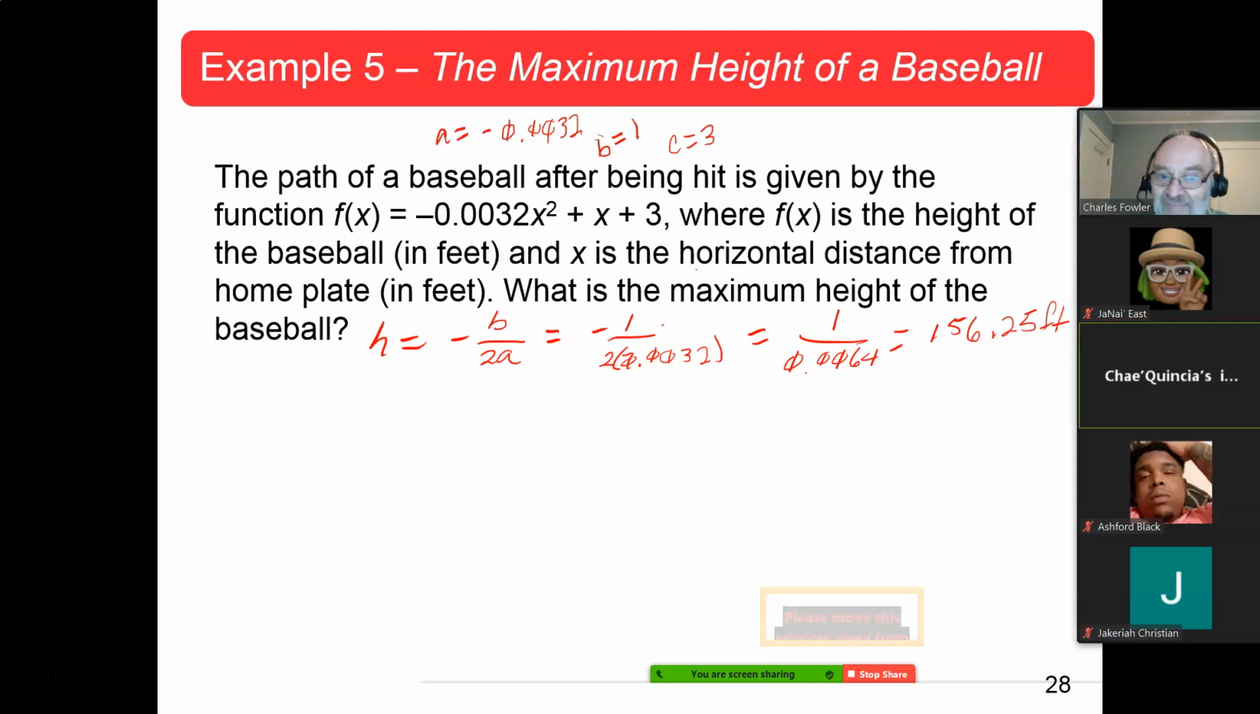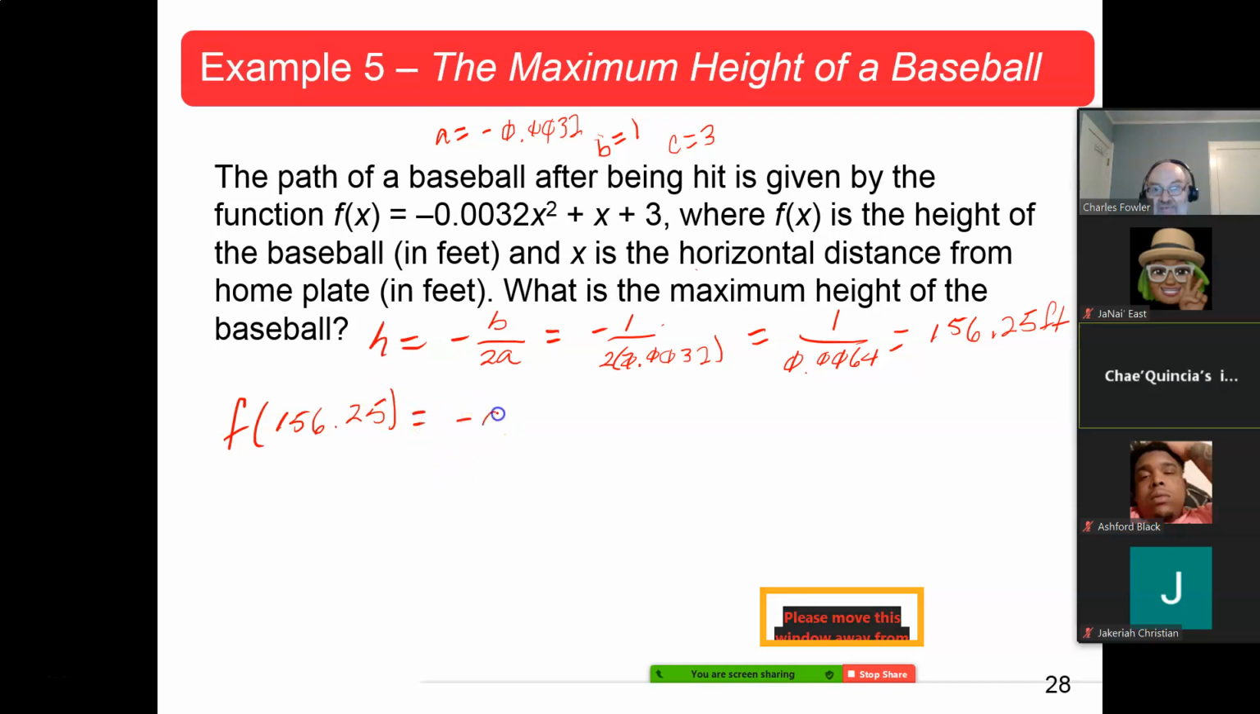Okay, now what is the maximum height? That didn't give you the maximum height. That gave you where the maximum height was from home plate. So what is the maximum height? Well, we'll take our f of, this is an x value, remember your h, 156.25 feet.